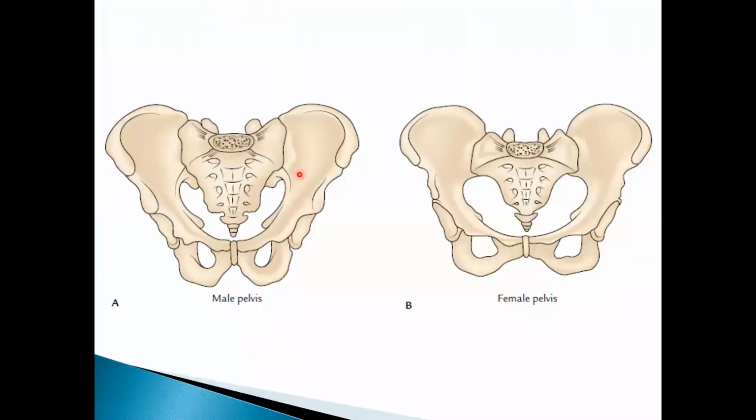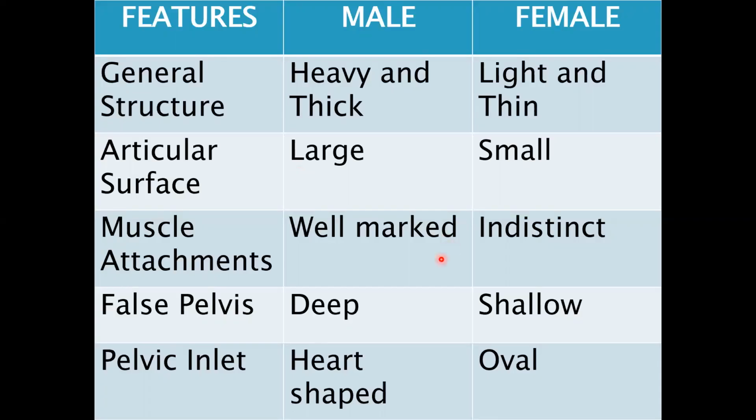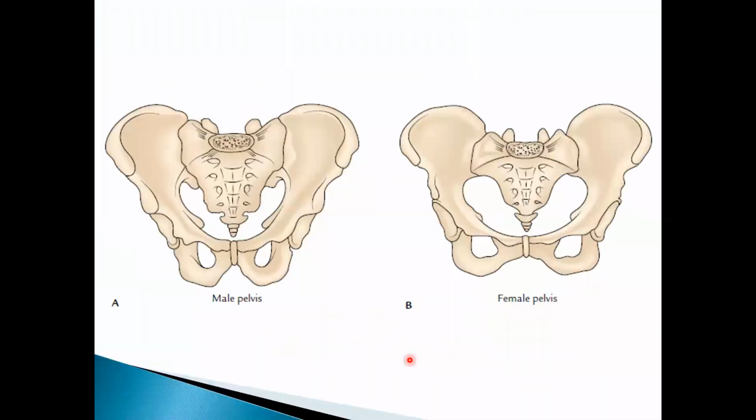The pelvic inlet of males is heart shaped while that of female pelvis is oval. Here you can see this is the pelvic inlet. It is narrower, and this is the sacral promontory, the anterior border of the body of the sacrum. This part is the body of the sacrum and this anterior border is the sacral promontory. This sacral promontory is more prominent in males, so it is more projected inwards.